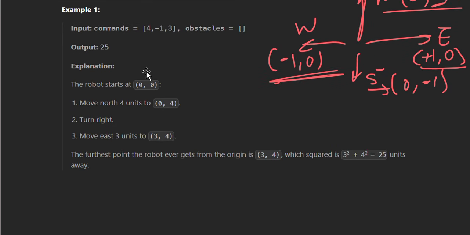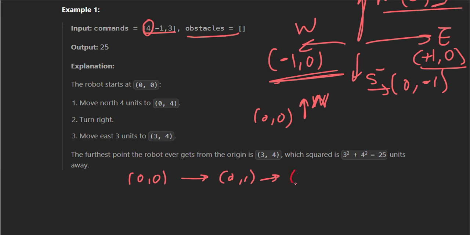So let's see some examples to understand it more clearly. First, our obstacles array is empty, these are our commands, and we are present at 0, 0. Our face is initially in the north direction, as given in the question. So we have to move 4 steps. We'll move from 0, 0 to 0, 1, then 0, 2, then 0, 3, and then 0, 4. So in 4 steps we reach 0, 4.